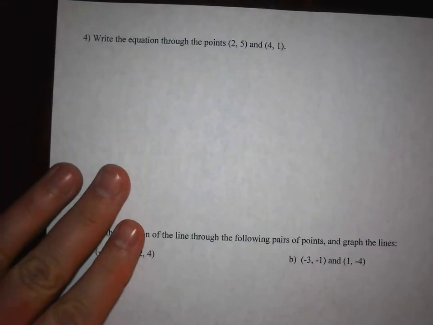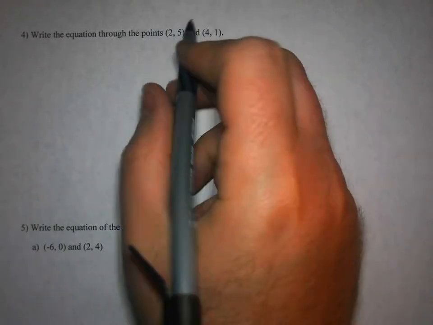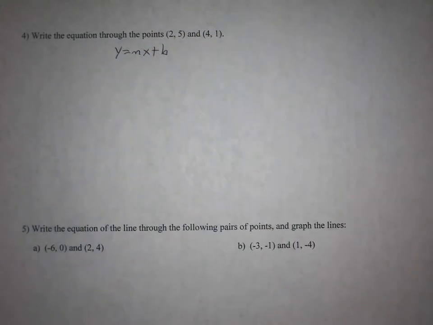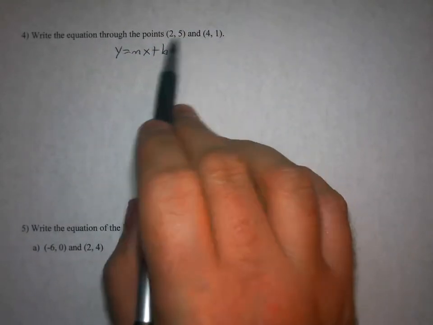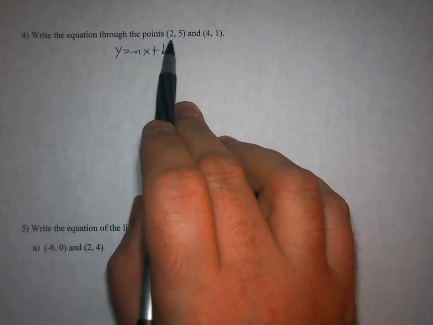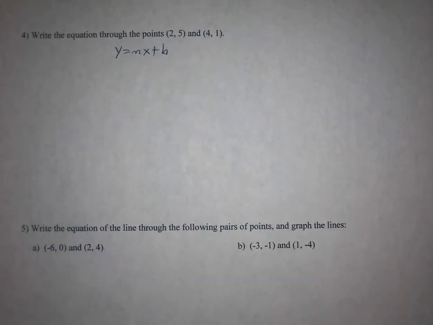Okay, moving on to the last couple. Again, they're all the same type of question. Now we're given 2 points, and we want to write the equation through the 2 points. So if you look at number 4, you can think about y equals mx plus b, our slope-intercept form. We have to find the b value, so you have to find the slope between the points. And then once you find the slope, substitute one of the points in to find the b value. So you can pause the video and try that, and I'll put the answer up.